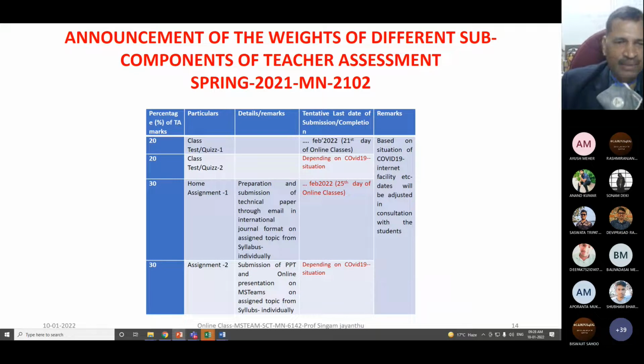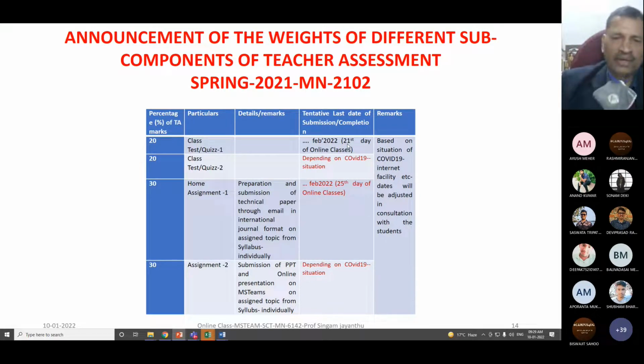Otherwise, it was highly appreciated by your senior batches since 2006, before NEP 2020 was implemented, for which I am the chairman for implementation of NEP 2020 for mining in NIT Rourkela. And here, 20 marks are there for the class test quiz, which we decide on around the 21st day of your online classes. We'll be doing that.